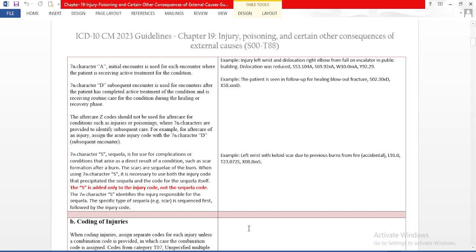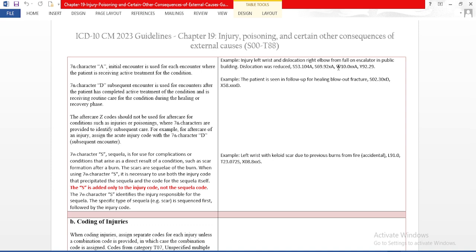So here we have a few example scenarios for our guidelines. We will learn those. Here: injury of left wrist and dislocation of right elbow from fall on escalator in public building. The dislocation was reduced. Here we need to code injury of left wrist and dislocation of right elbow, and these are external cause codes.